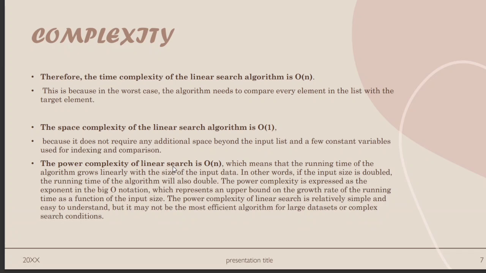The power complexity of linear search is O(n), which means that the running time of the algorithm grows linearly with the size of input data. In other words, if the input size is doubled, the running time of the algorithm will also double. The power complexity is expressed as the exponent in the big omega notation, which represents an upper bound on the growth rate of the running time as a function of the input size. The power complexity of linear search is relatively simple and easy to understand, but it may not be the most efficient algorithm for large data sets compared to complex search algorithms.